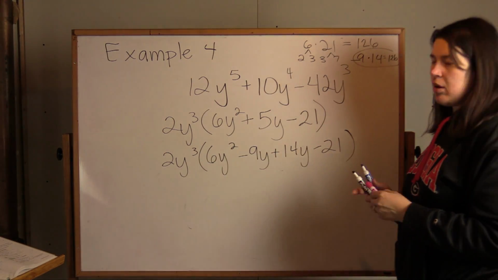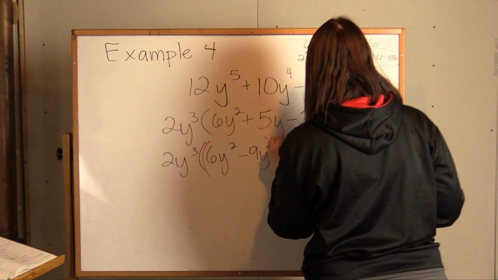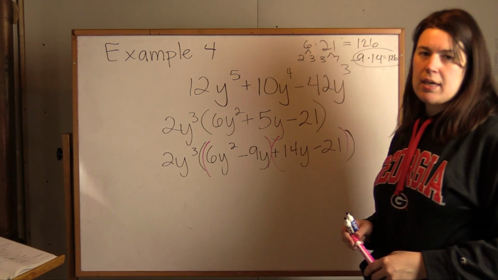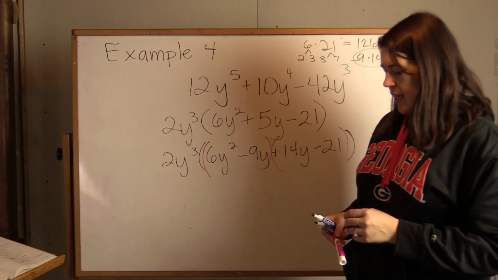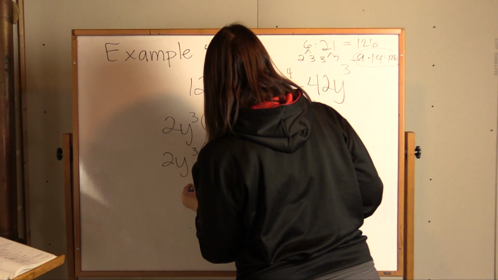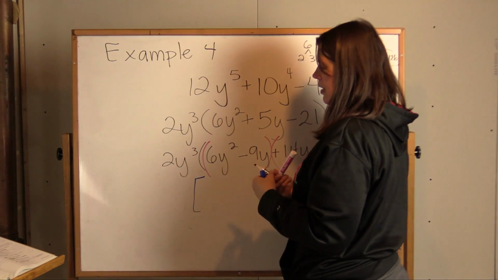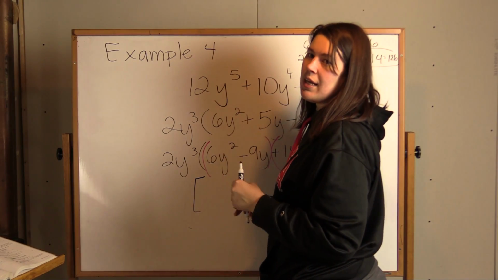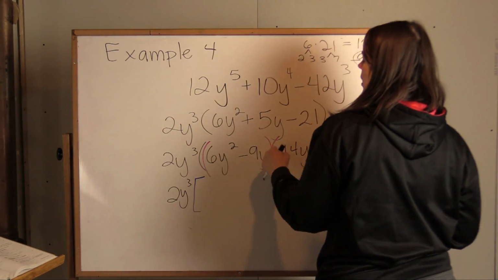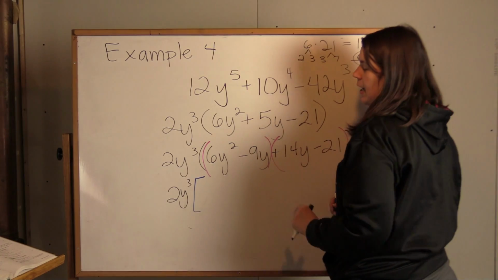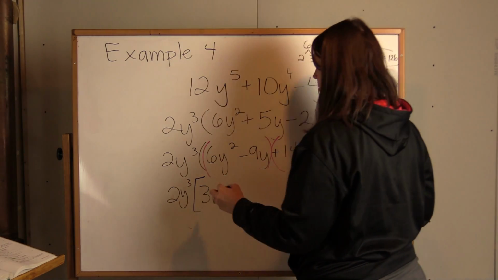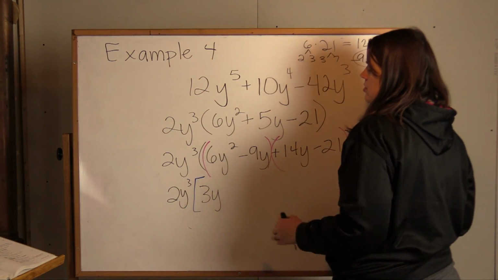Okay, this is where we're going to start our factor by grouping. So go ahead and put parentheses around your groups and make sure that the sign is included in the second group. Okay, so in this case, to make it where it's not as confusing, I'm going to actually put brackets to take away the 2y to the third for right now, and then in the end, I won't need the bracket. So 2y to the third on the inside. In this first grouping, 6 and 9 both have a factor of 3. Y squared and y, that means they both have a factor of y.